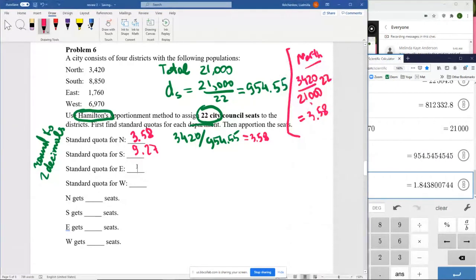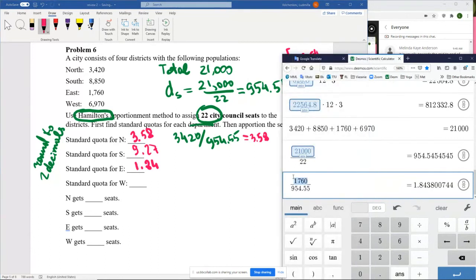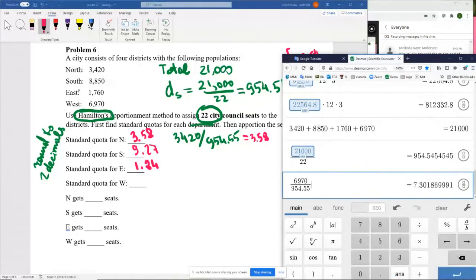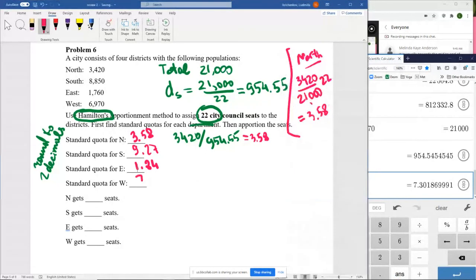And the East, 1760. Sorry, so okay, 1.84. And then the West, 6970, and we have here 7.30. Okay. So in the next step, we have found the standard quotas.